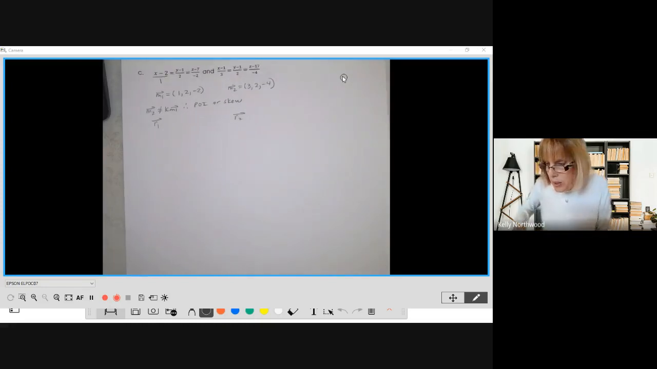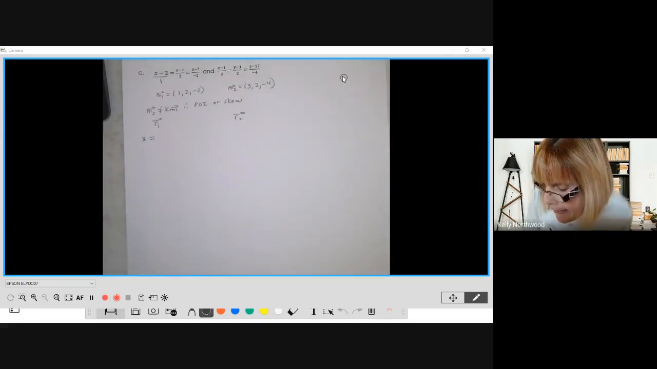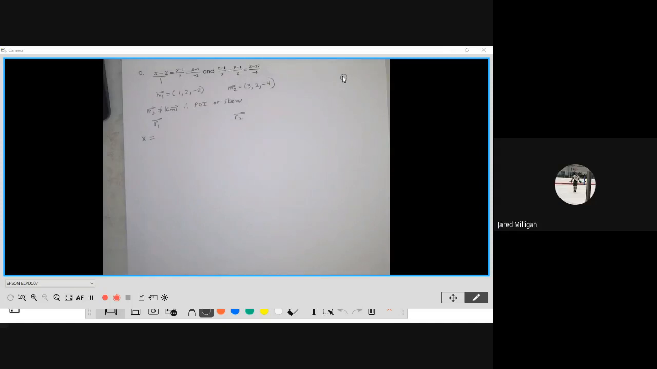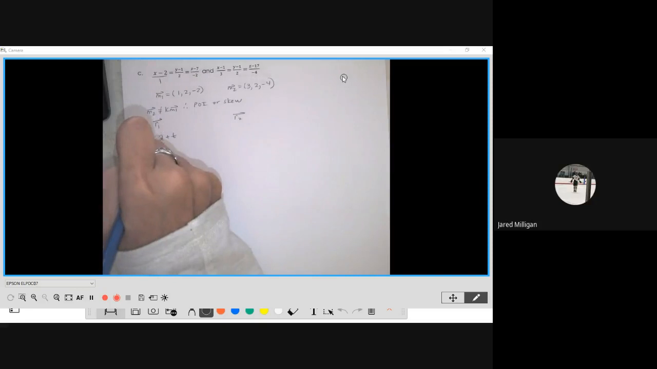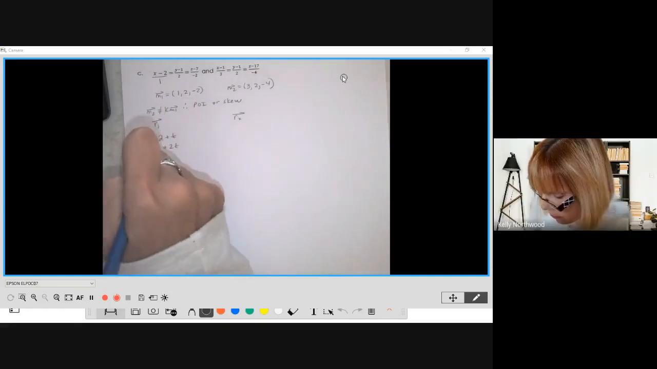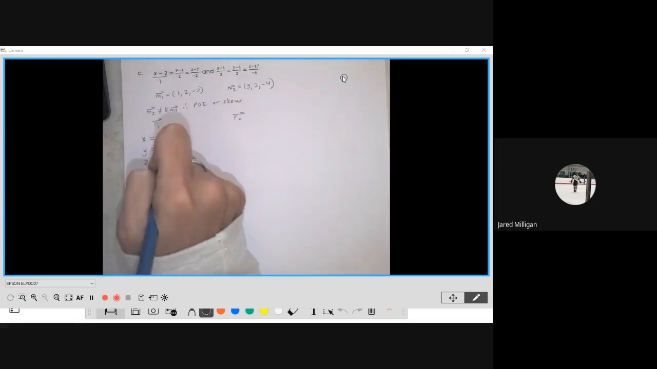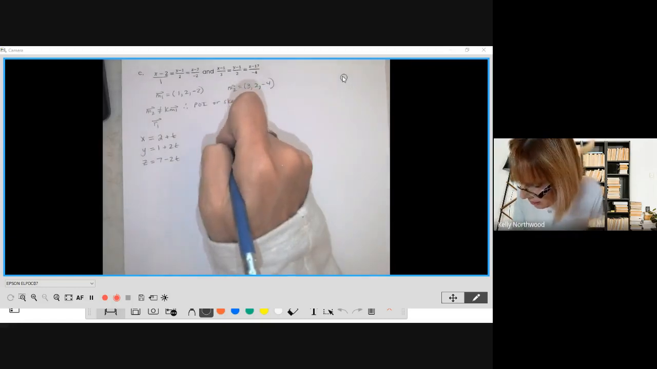Volunteer to do the parametrics for the first line. Would x equal 2 plus t? Yep, and then y is 1 plus 2t, yep, and z is 7 minus 2t. Good. Okay, and then a volunteer to do the parametrics for the second line.